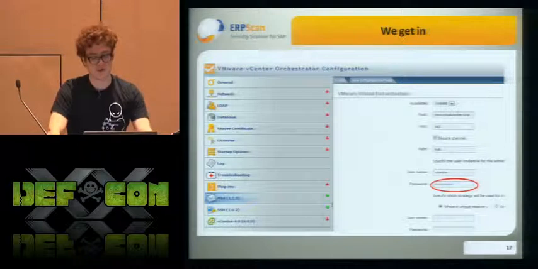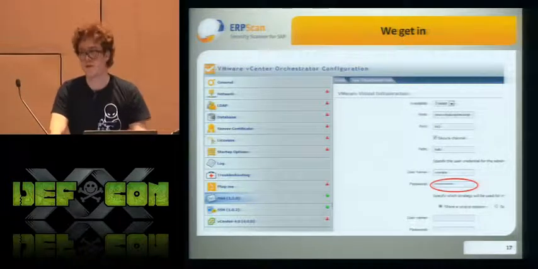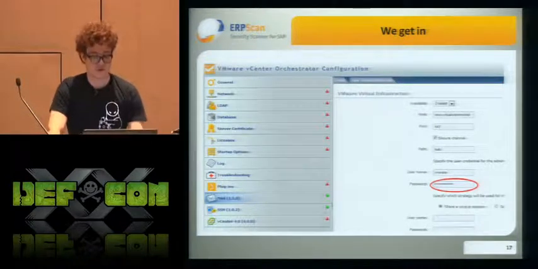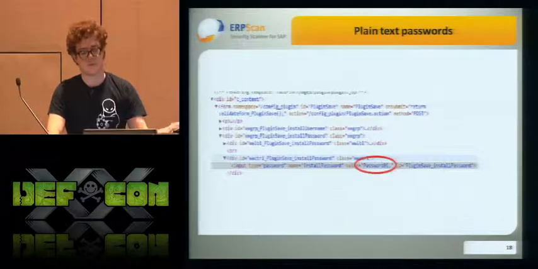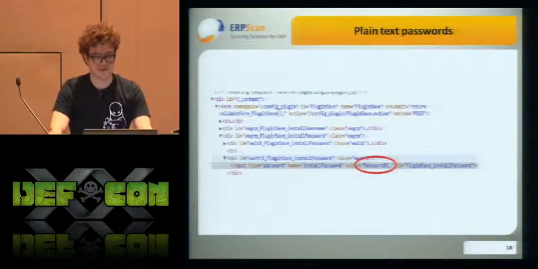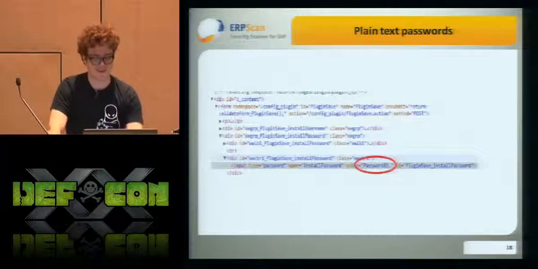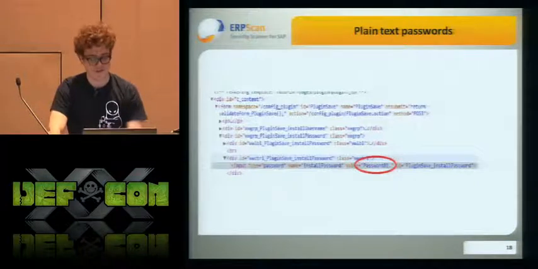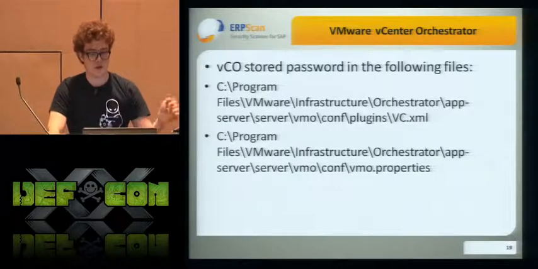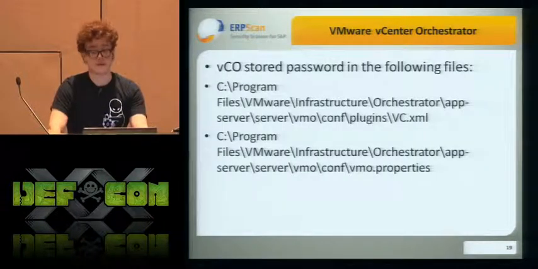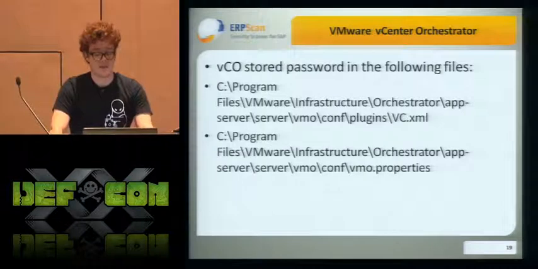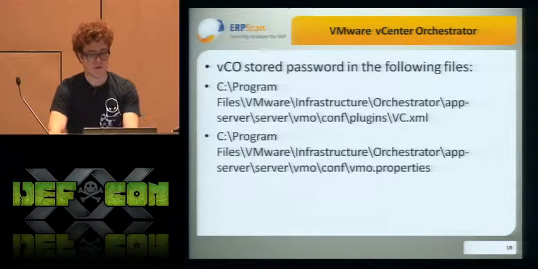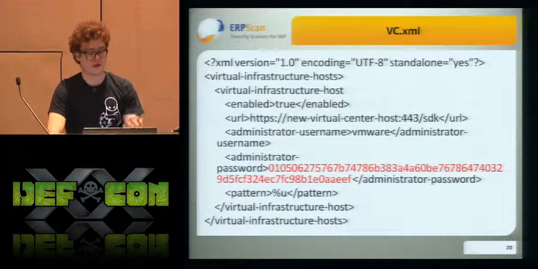Almost all of those pages have a password field in them. So we thought it would be cool if we could read those password fields, and actually they were not just in plain text. Yeah, just like that. Pretty easy for hackers. So we also found interesting files like vs.xml and VMware properties. These files look like this.